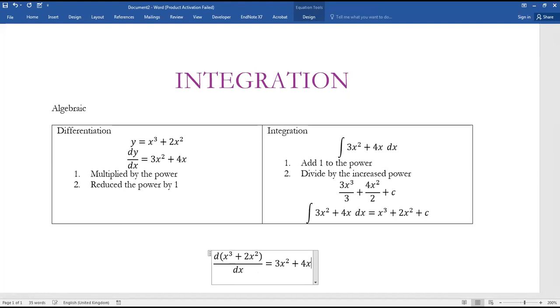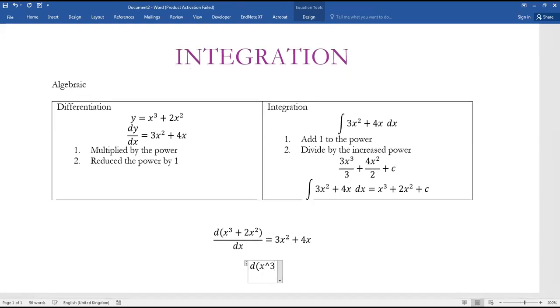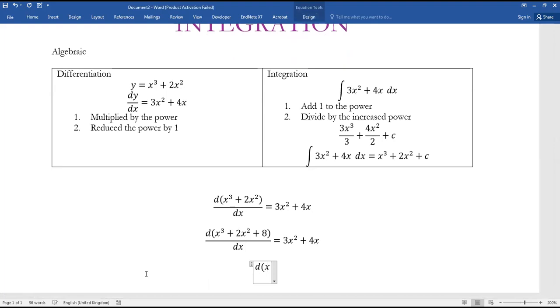If I ask you to differentiate x cube plus 2x square plus 8 with respect to x, what is the derivative? 3x square plus 4x. And if I tell you to differentiate x cube plus 2x square minus 5 with respect to x, what is the derivative? 3x square plus 4x. In all cases, you differentiated it and this is what you got. Is that right? Yes.